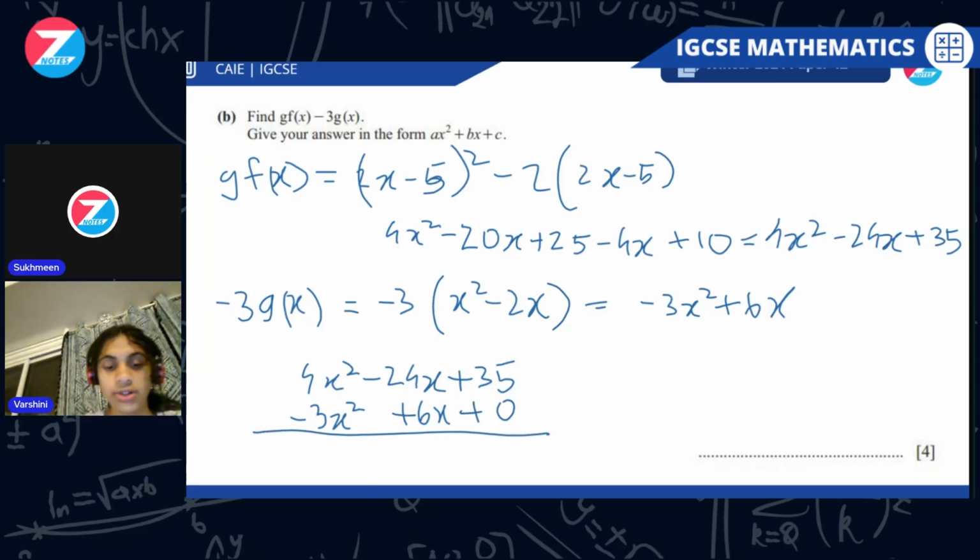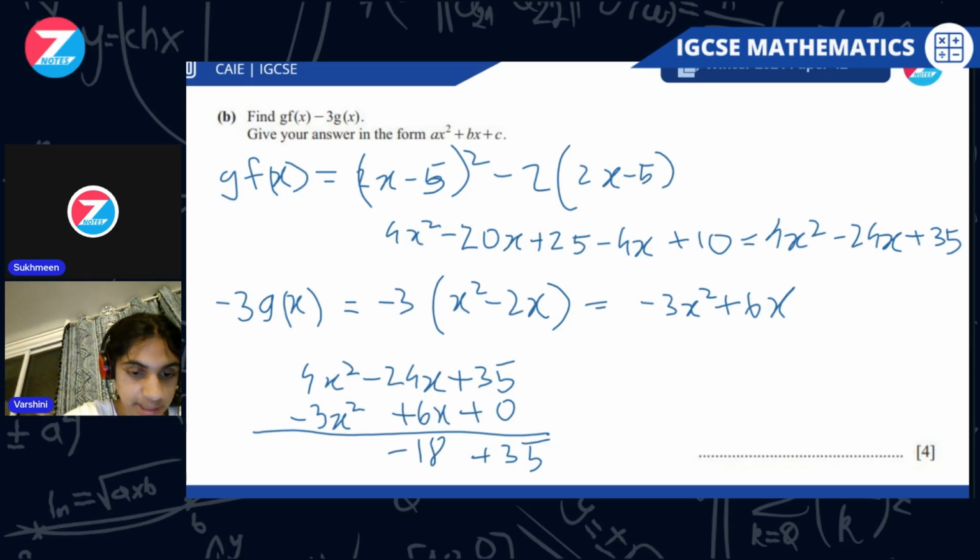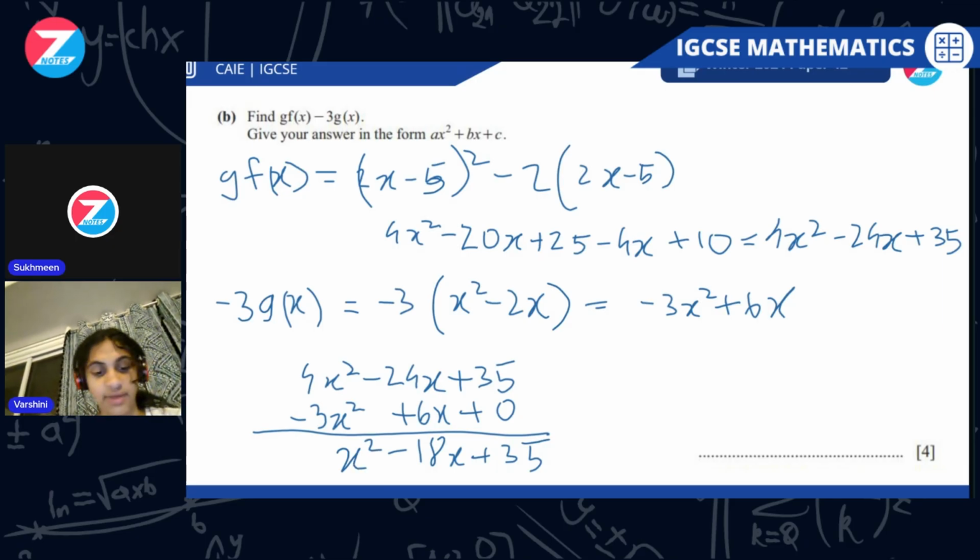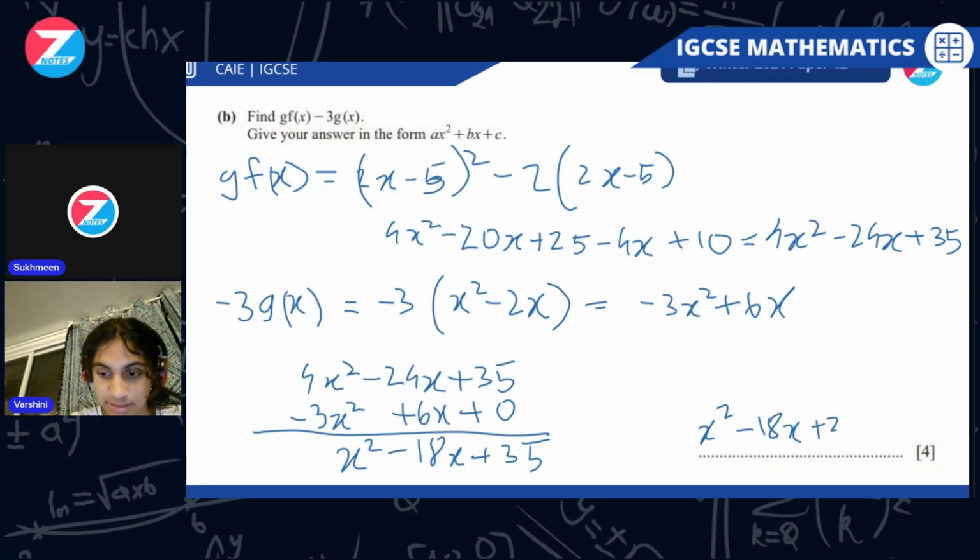And now, all you need to do is add it in your calculator. So starting from the bottom, 35. And don't forget to include the signs. And minus 24 plus 6x will be minus 18x. And again, 4x squared minus 3x squared will just give us x squared. And now we have this in the form that they also wanted, so we can just put this in our answer. x squared minus 18x plus 35.